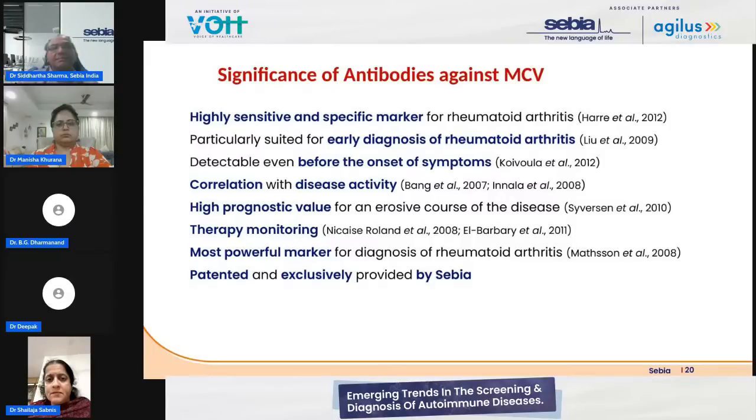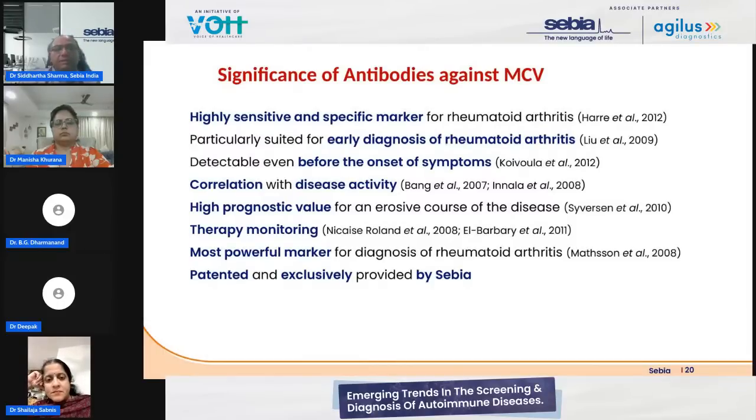It's a highly sensitive and specific marker for RA. It is suited for early diagnosis of rheumatoid arthritis, detectable even before the onset of symptoms, that is, even 24 months before the symptoms develop. It has a high correlation with disease activity and has a very good prognostic value, because presence of MCV is indicative of a poor prognosis, or rather an erosive course of RA. It is used for therapy monitoring more so. It acts as a biomarker to be used for testing the efficacy of the TNF alpha inhibitors in particular.